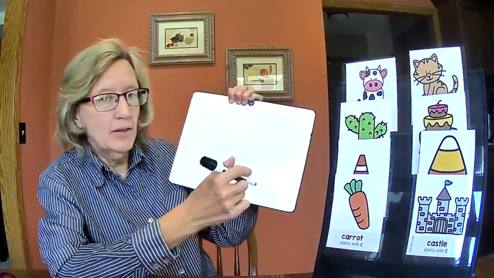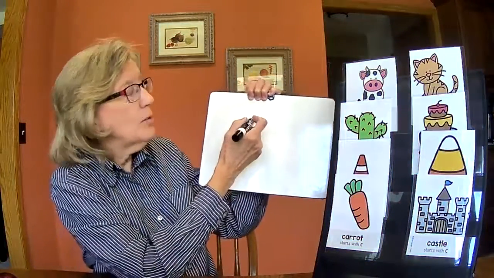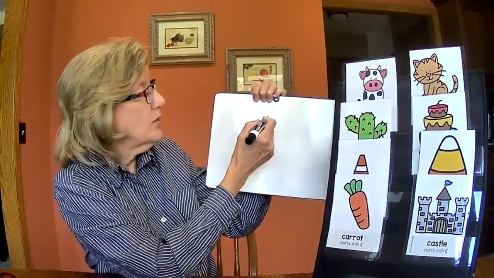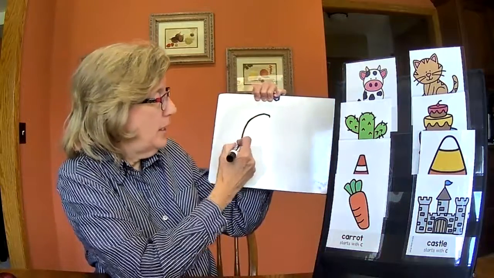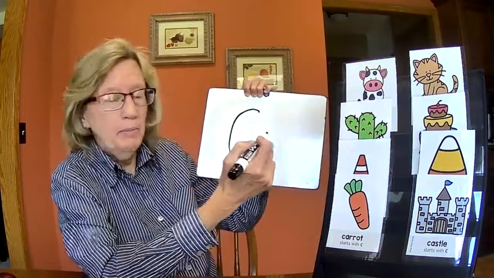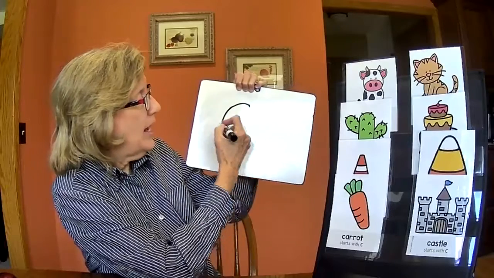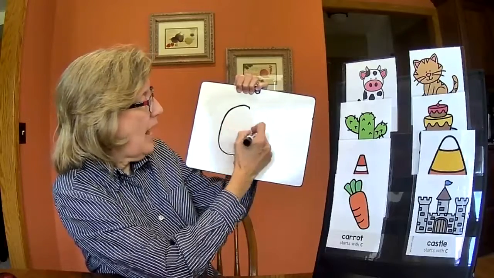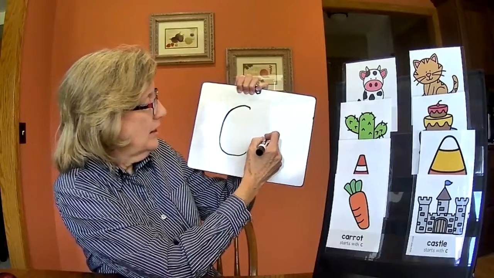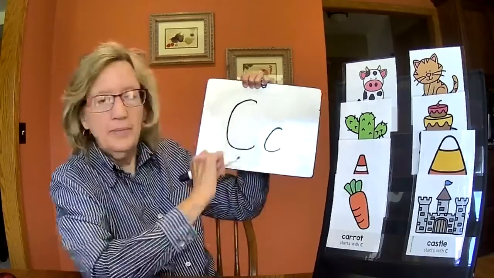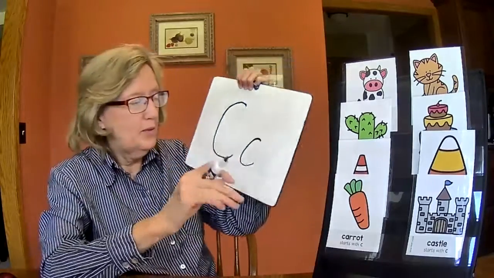Okay, I think I'll show you what that looks like if you write it down, okay? So I'm going to do a capital C first. Start at the top, big curve, stop. And then a lowercase c is going to be small. It's going to be about half the size. So I'm going to start at halfway here. Little curve, stop. And there are the C's. What do you think? I bet you can learn to do those.